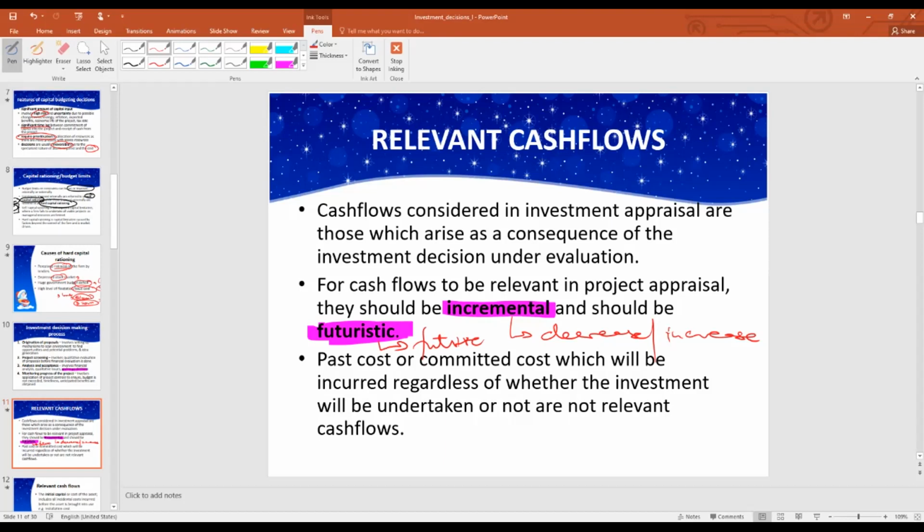Because in case you already paid for something before making the decision, then that's a sunk cost. It's a past cost, or called a committed cost. It's a sunk cost, it's a past cost, which therefore is an irrelevant cost.